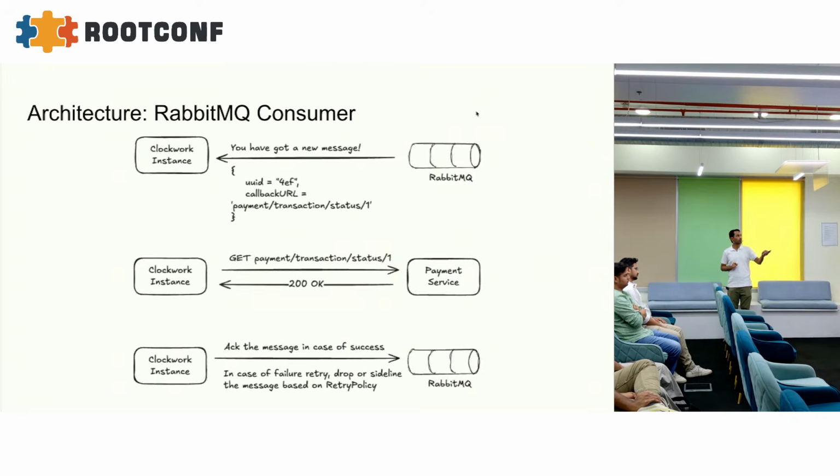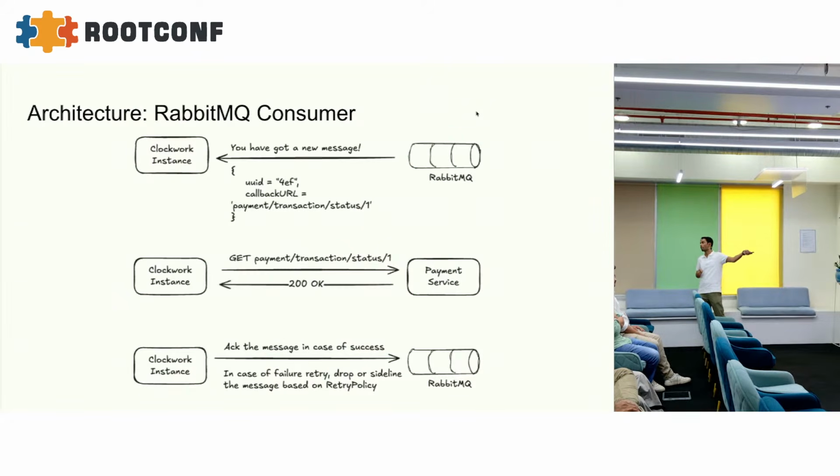Yeah, so this one, right? So RabbitMQ, this is part of the Clockwork itself. Do you mean this consumer, right? RabbitMQ consumer? Yeah, so this is the Clockwork itself.